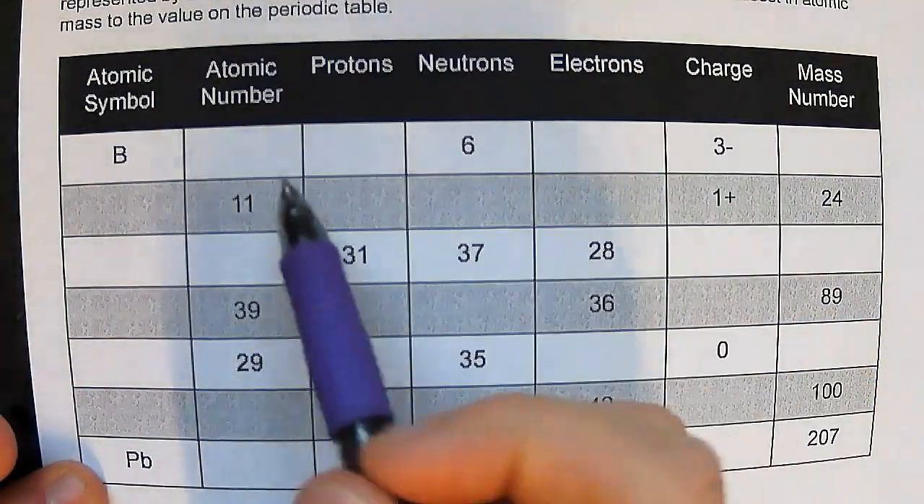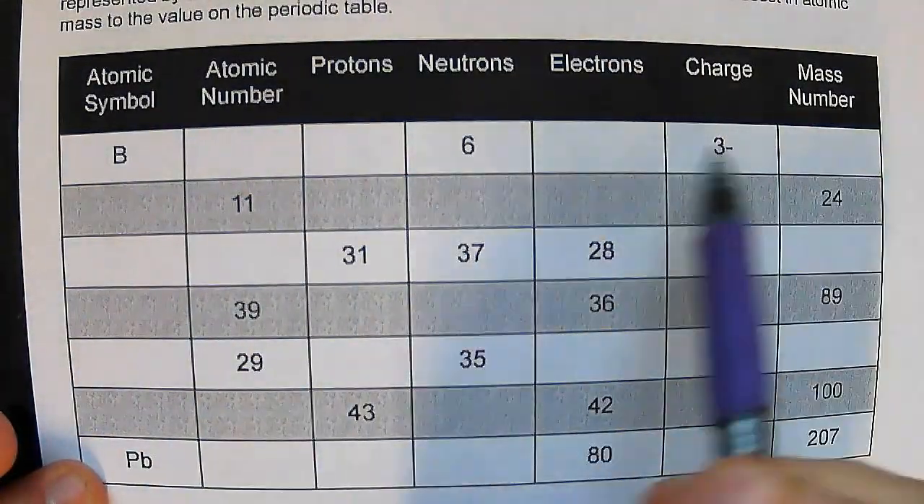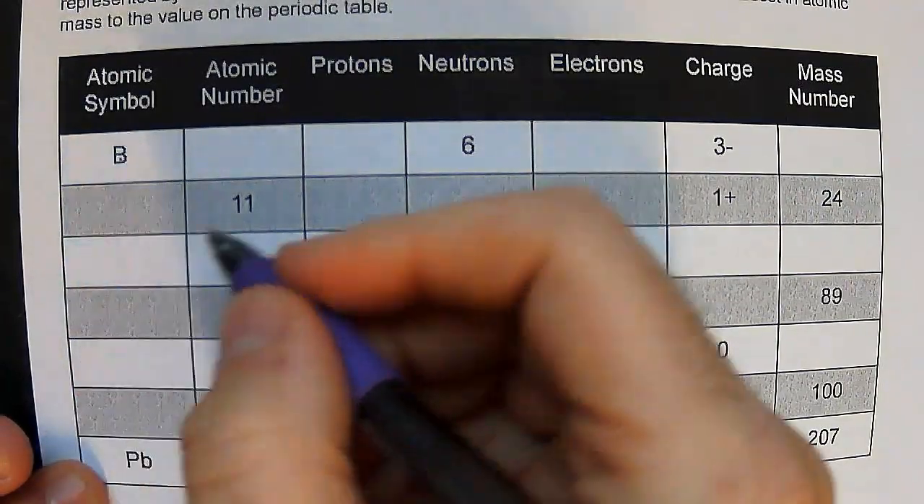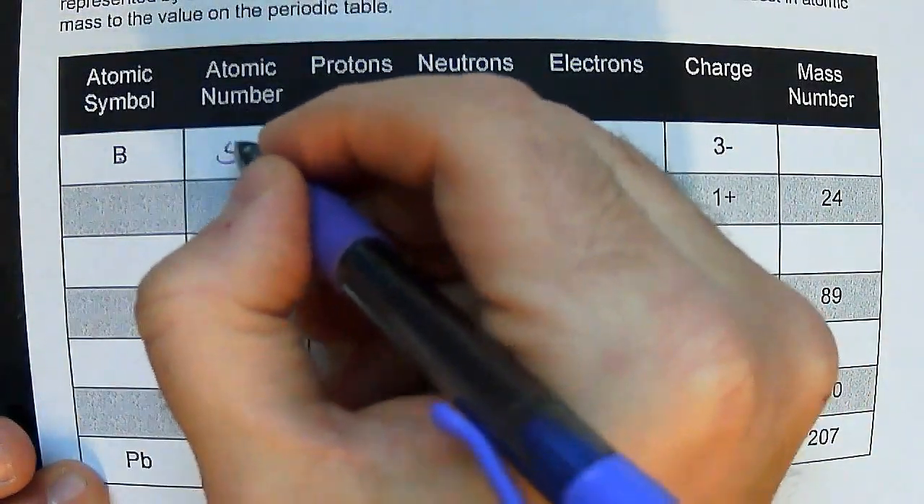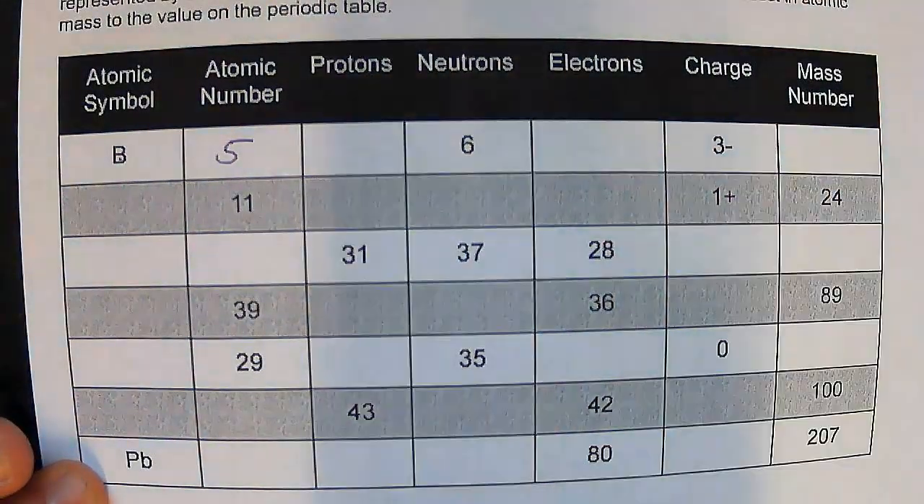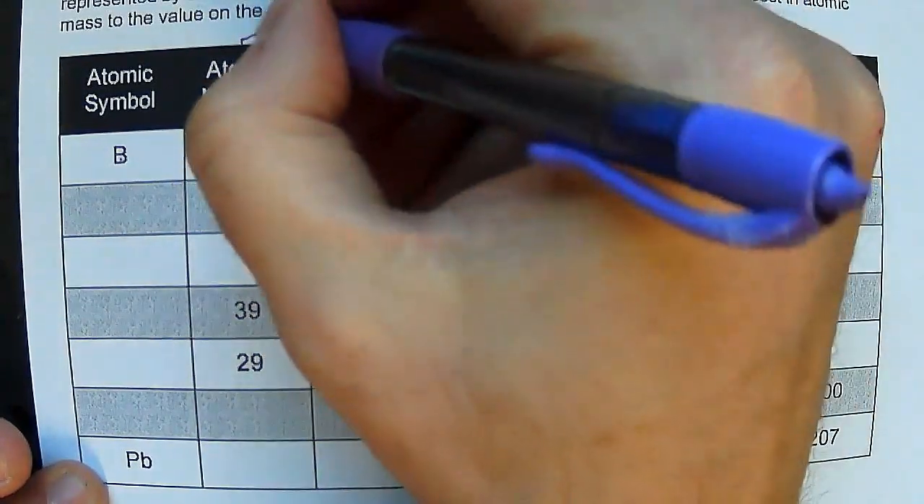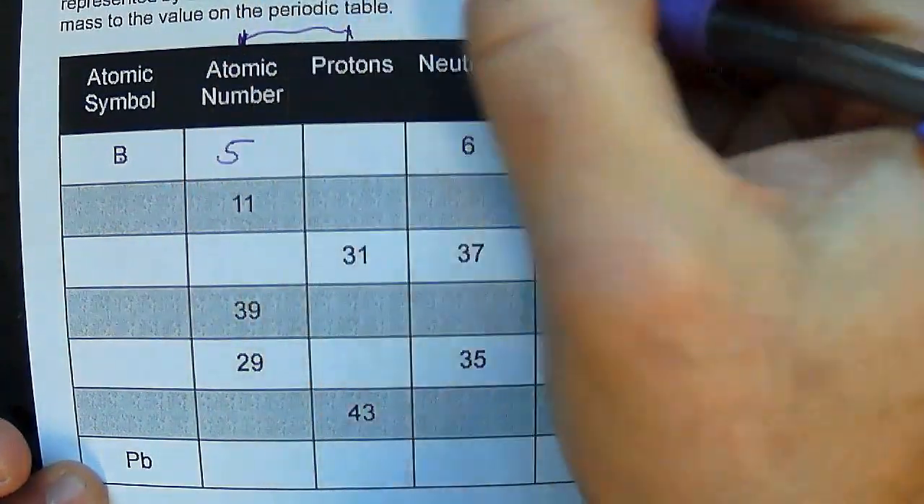Okay, so now for part 2, we have to fill in the blanks. Realize that we're reading across here. So the atomic symbol, we look at the periodic table and we look for B, and B's atomic number is 5. And so here, these 2 columns are going to be the same.